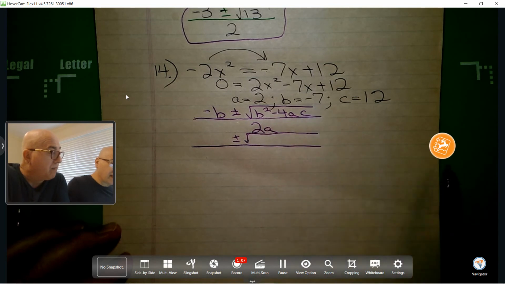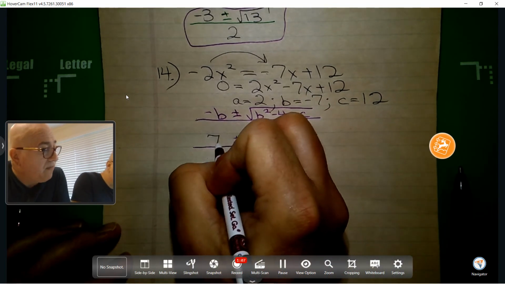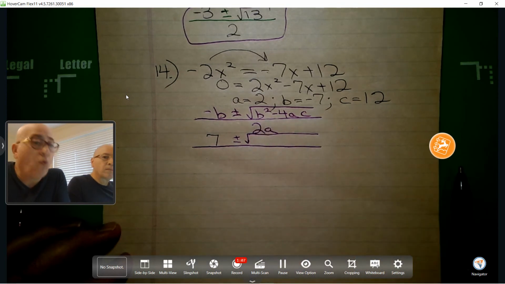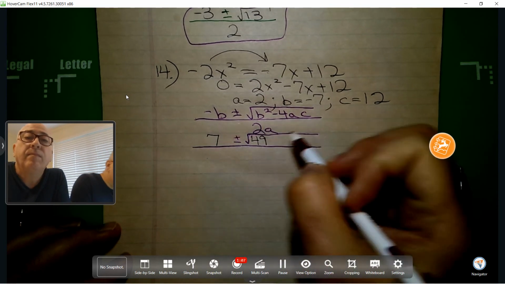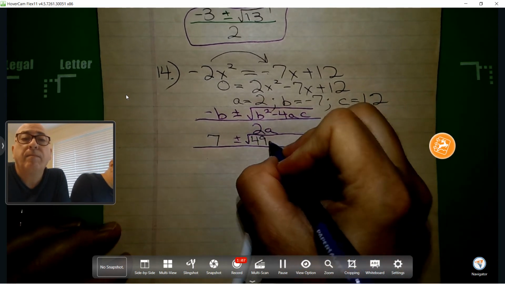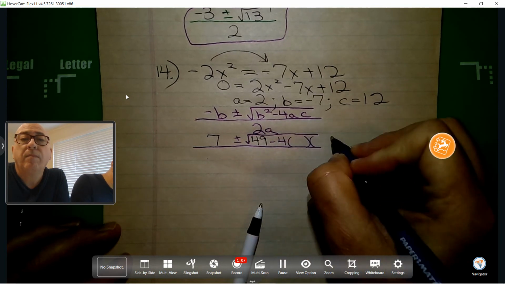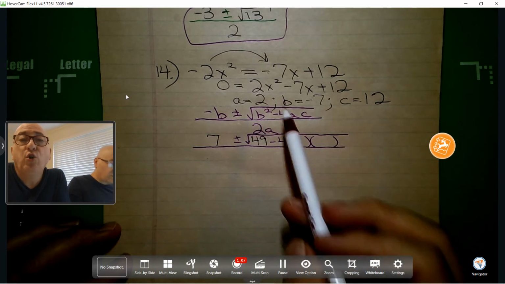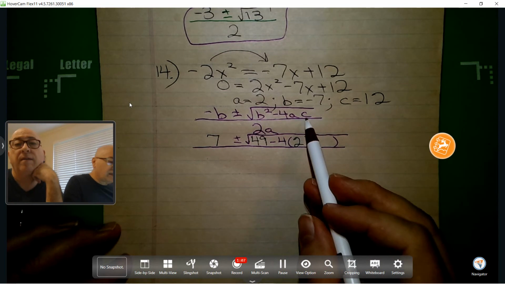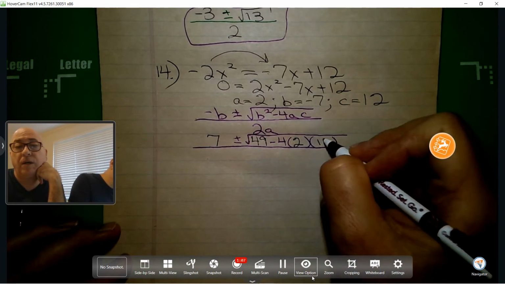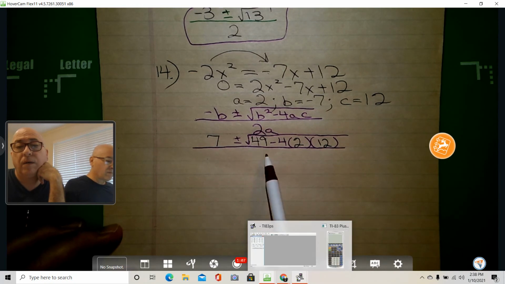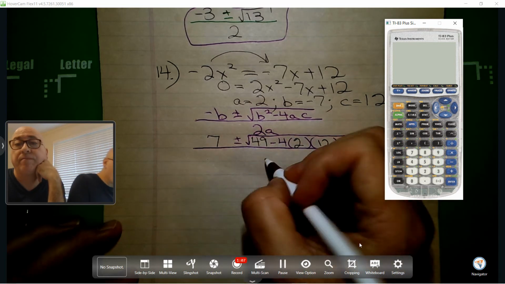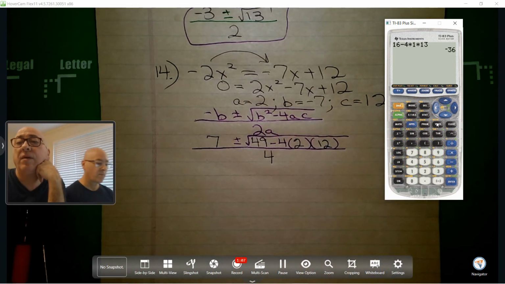-b, the opposite of -7 becomes a +7. I agree. B squared. -7 times -7 is 49. Okay. And then minus 4 times A times C. A is 2, I agree. C is 12. Okay. What about the denominator? 2 times A. Oops. 2 times 2 gives me 4. 4, I agree.